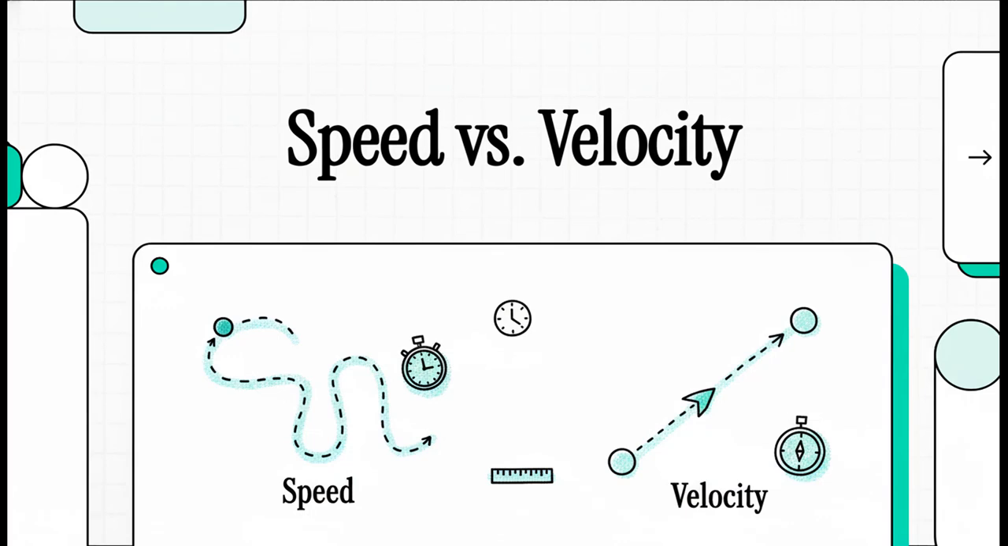Hey everyone, today we're going to tackle a classic physics problem that seems super simple on the surface, but it's got this little twist that trips a lot of people up. And it all boils down to the difference between two words we kind of use interchangeably all the time: speed and velocity. So, let's dive right in.